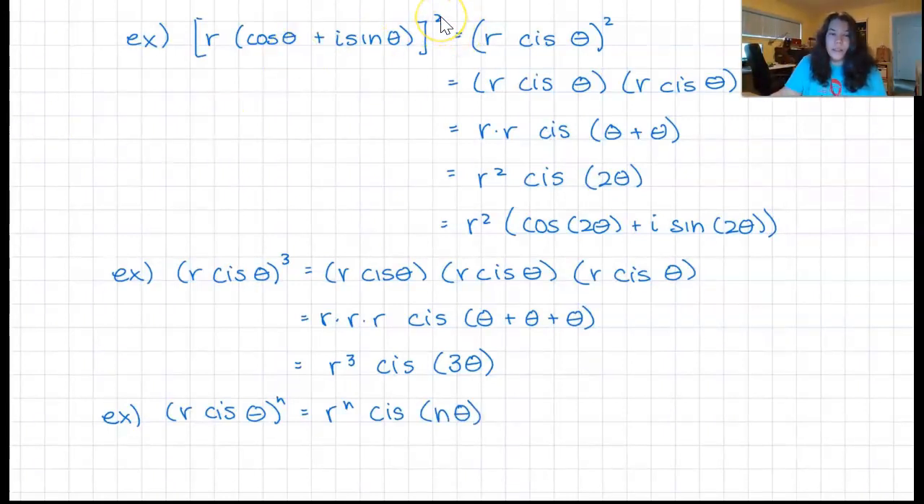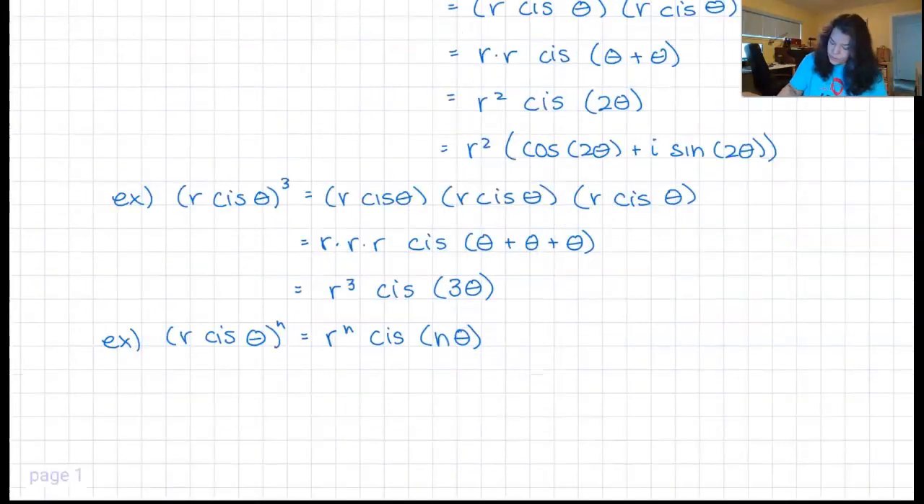When we were raising it to the second power, you're going to have 2 r's that you multiply, so it's just r squared. When you're raising a complex number to the third power, you're going to have 3 r's that you multiply, so it's r cubed. This time you're raising it to the nth power, so you're going to have n r's that you're multiplying, or r to the nth. And then same thing for the thetas. When it's raised to the second power, you're adding 2 thetas, or just 2 theta. When you're raising it to the third power, you're going to add theta 3 times, which is 3 theta. So when you raise it to the nth power, you're going to add theta n times, so it's just n theta, and that brings us to De Moivre's Theorem, which is simply this.